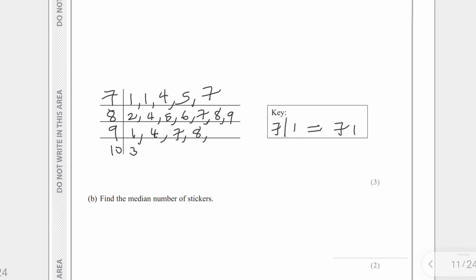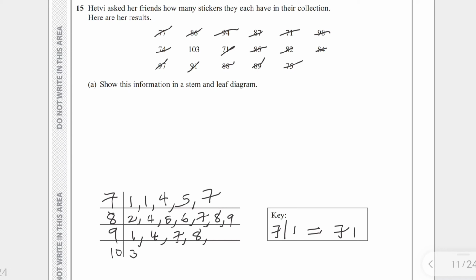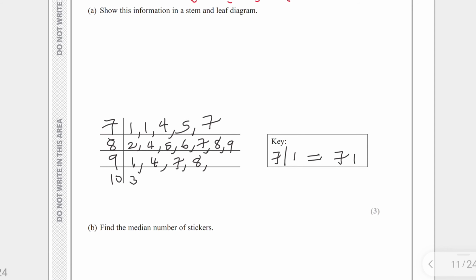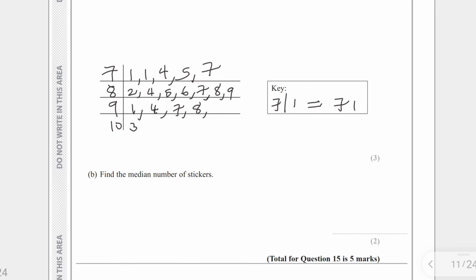Find the median of the stickers. So the median is going to be, let me use another color for that. How many do we have in total first of all? So this is 1, 2, 3, 4, 5, 6, 12, 13, 14, 15, 16, 17. So there are 17 numbers or observations. So the median is going to be 9.